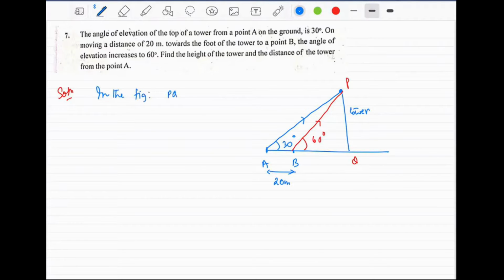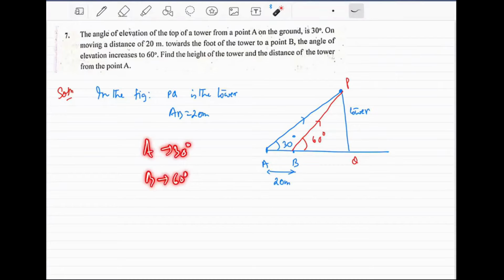So PQ is the tower. What else is given? AB is how much? It's 20 meter. You can mention the angle of elevation. The angle of elevation from A is 30 degree. The angle of elevation from B is 60 degree. But you can skip them, all right? Because it's already seen in the diagram itself.